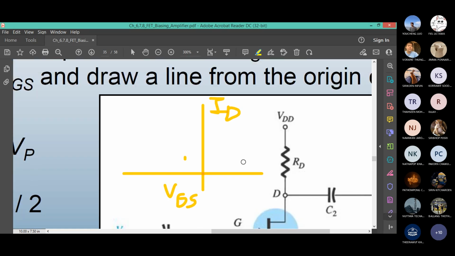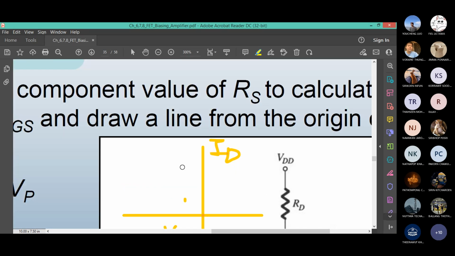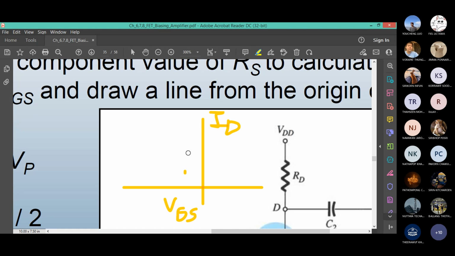Now RS is 1 kilo ohm, it doesn't change. When ID is 2 milliamp, RS will be 1 kilo ohm. So VGS is 2 times 1, and negative is negative 2 volt. Negative 2 volt is here. When ID is 3 milliamp, VGS will be negative 3 volts. 3 times 1 kilo ohm and minus 1, 3. So you found 3 dots or even 2 dots. You can use a scale.